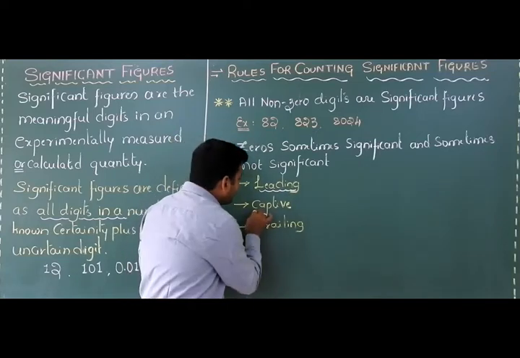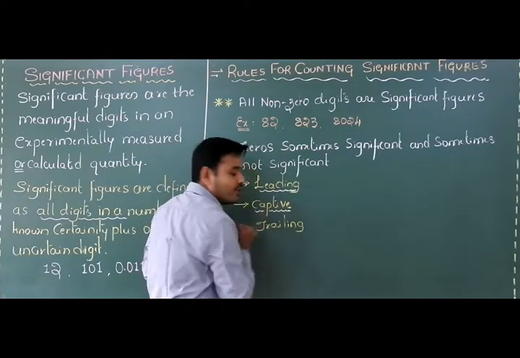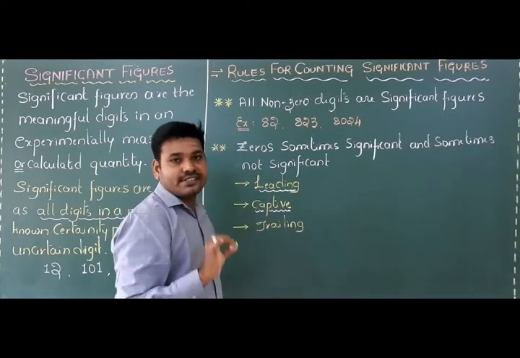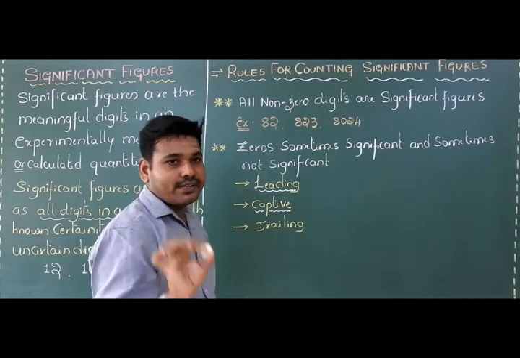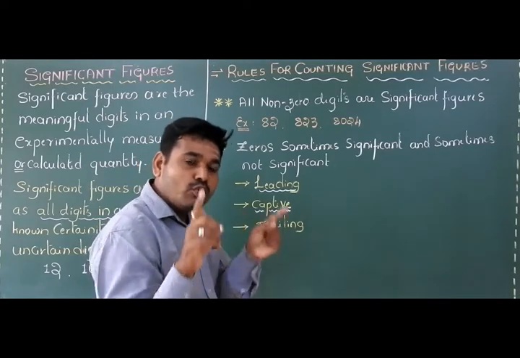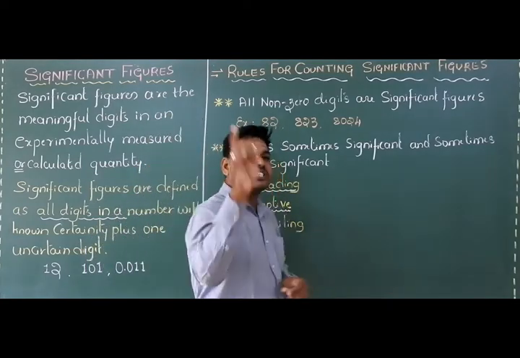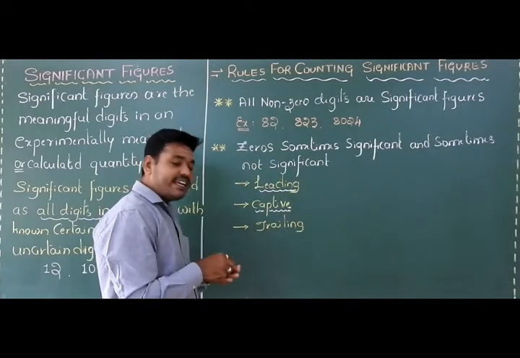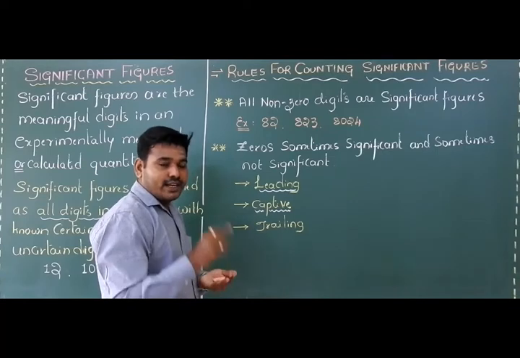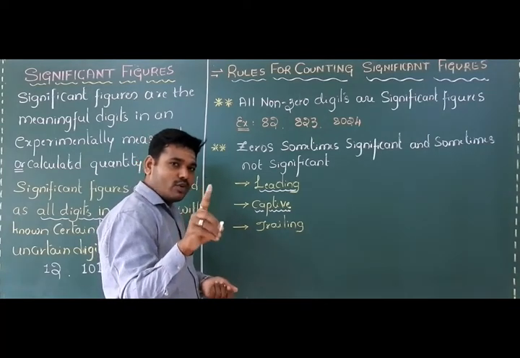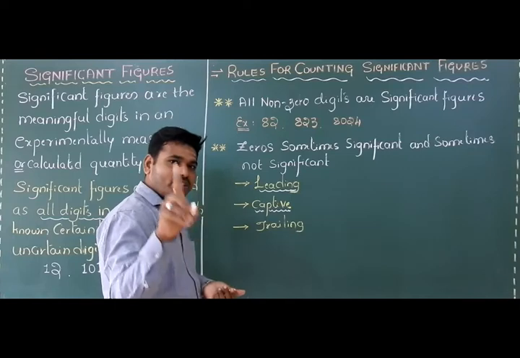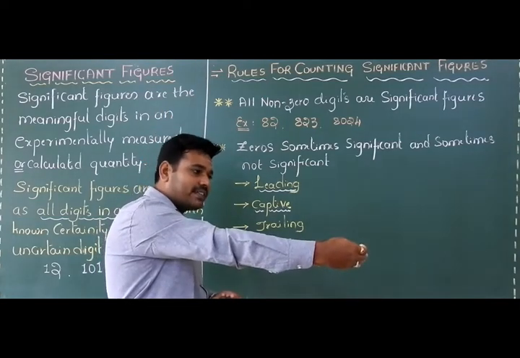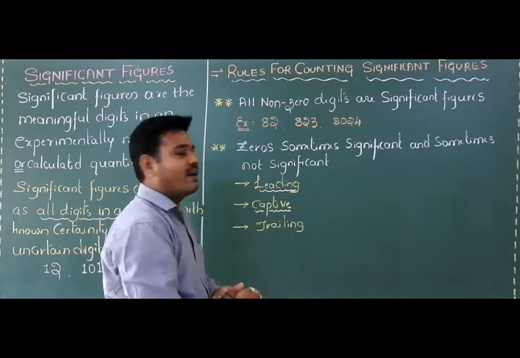And the second important category is captive zero. So captive zeros are the zeros which are present between two non-zero digits. In such cases we call it a captive zero, students. Here, in case of leading zeros, it means the zeros which are present before the first non-zero digit. That means the leading zeros are placed on the left hand side of a given number.